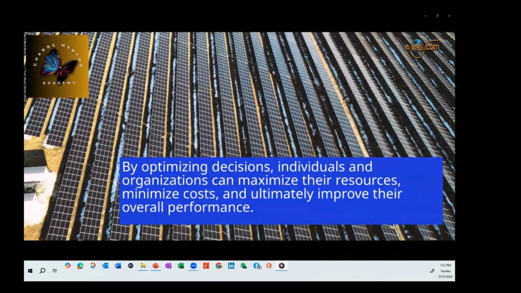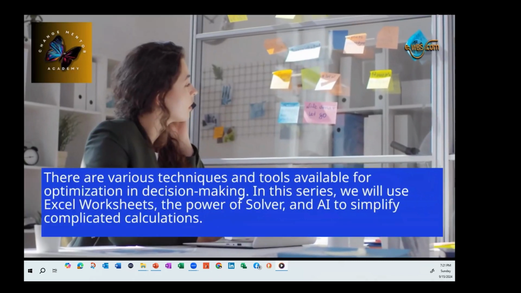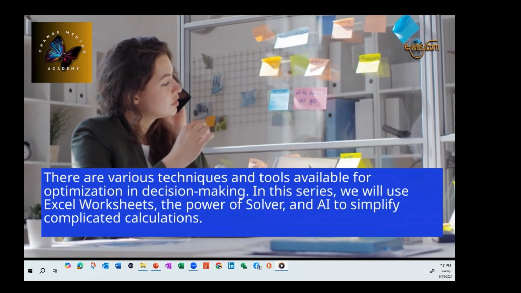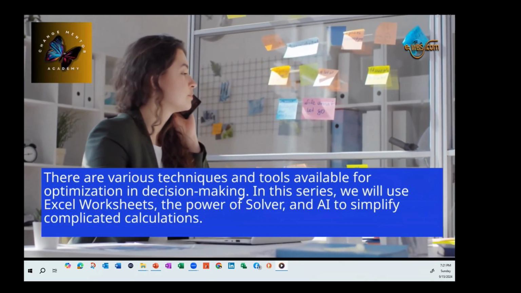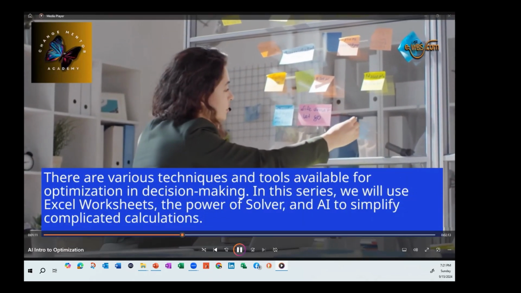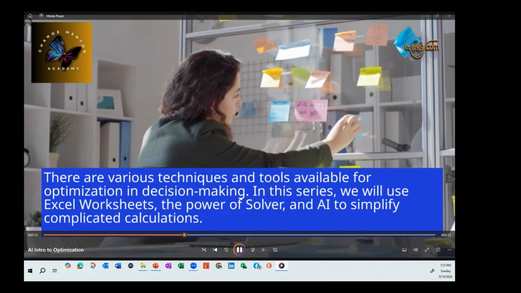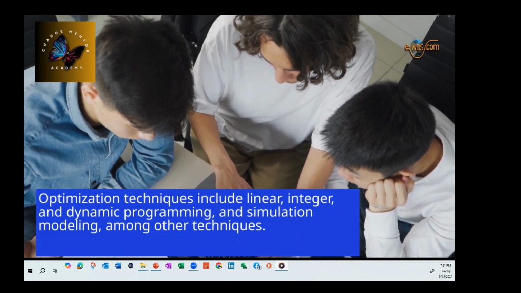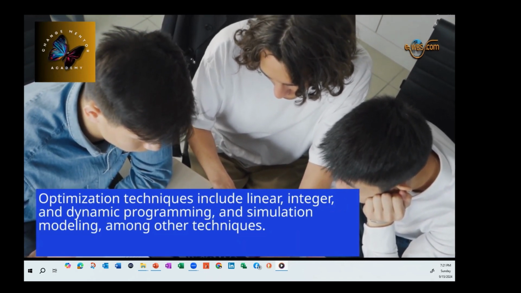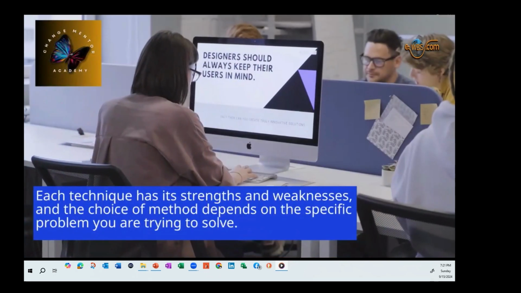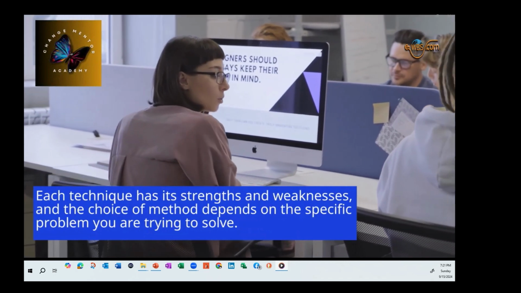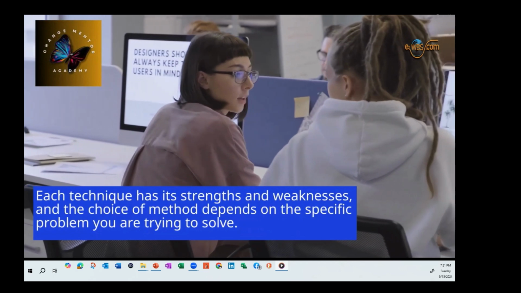There are various techniques and tools available for optimization in decision-making. In this series, we will use Excel worksheets, the power of Solver, and AI to simplify complicated calculations. Optimization techniques include linear, integer, and dynamic programming, and simulation modeling, among other techniques. Each technique has its strengths and weaknesses, and the choice of method depends on the specific problem you are trying to solve.